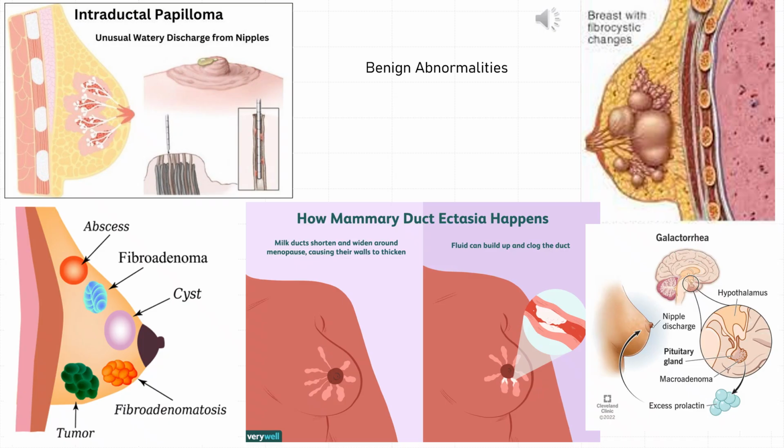For duct ectasia, so this is a dilation of the breast ducts, which leads to inflammation. These patients may have a thick, sticky nipple discharge, oftentimes green or brown, nipple inversion or tenderness. For our treatment, these would be warm compresses to kind of open up those ducts a little bit, decrease inflammation, and antibiotics if needed.